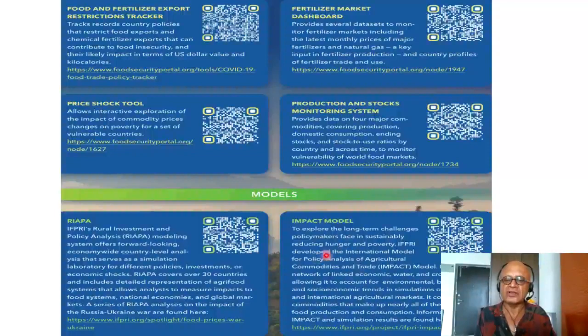IMPACT model, it's a model acronym, to explore the long-term challenges policymakers face in sustainably reducing hunger and poverty. IFPRI developed the International Model for Policy Analysis of Agricultural Commodities and Trade. That stands for IMPACT. IMPACT is a network of linked economic, water, and crop models, allowing it to account for environmental, biophysical, and socioeconomic trends in simulations of national and international agricultural markets. It covers 44 commodities that make up nearly all of the world's food production and consumption. Information on IMPACT and simulation results are found here.